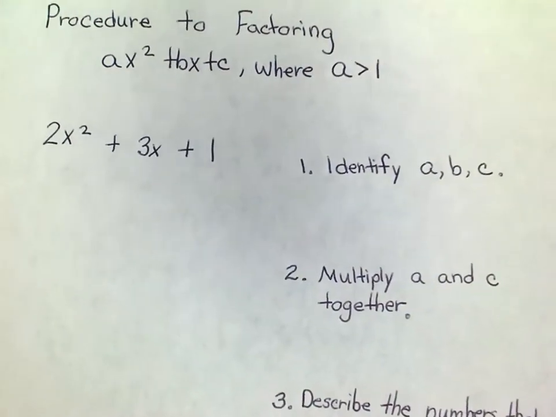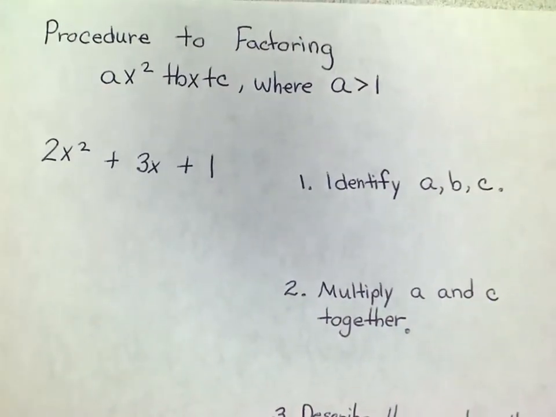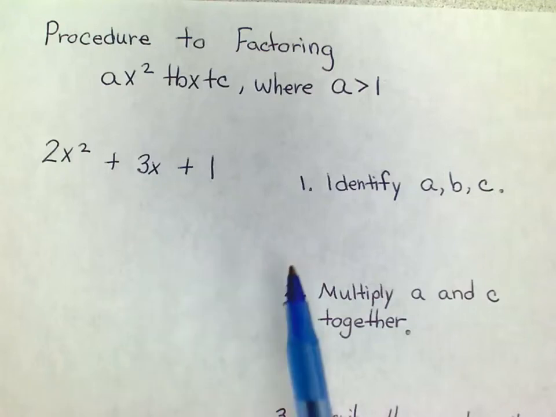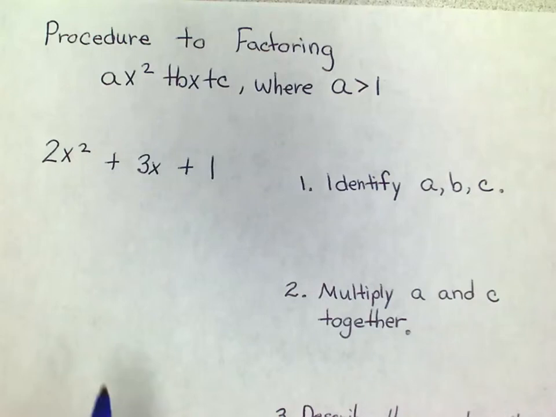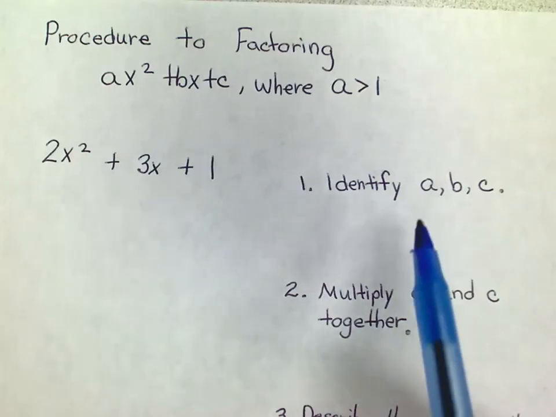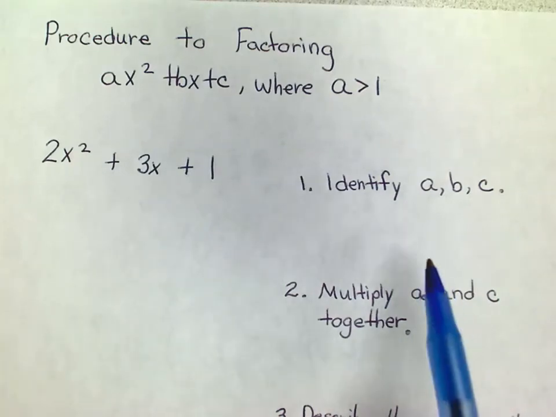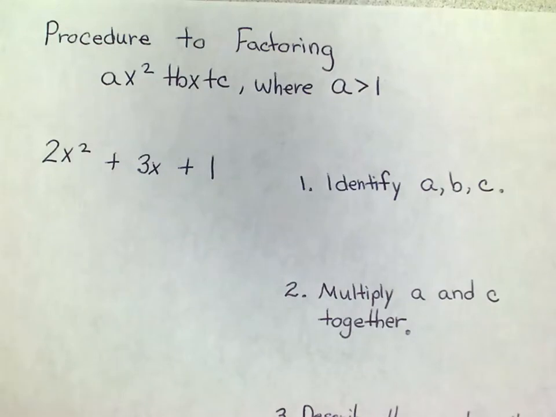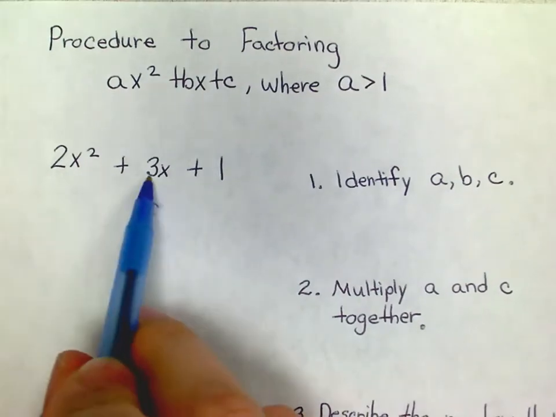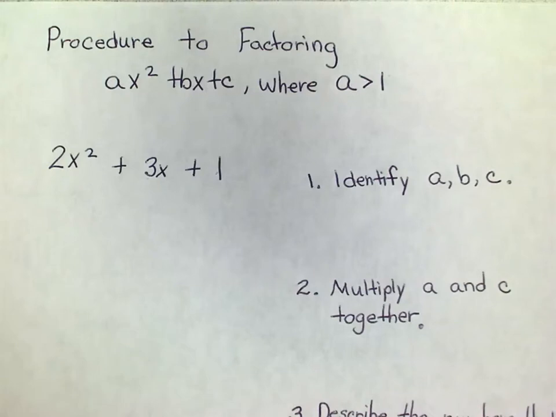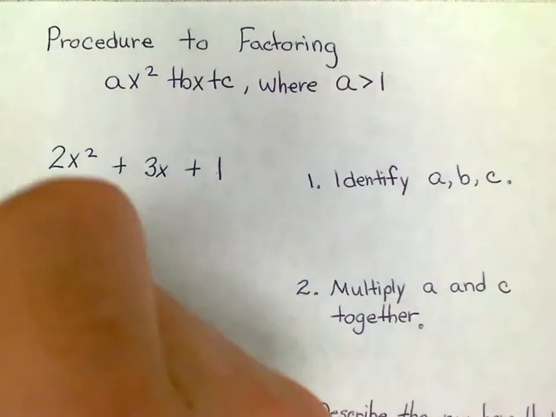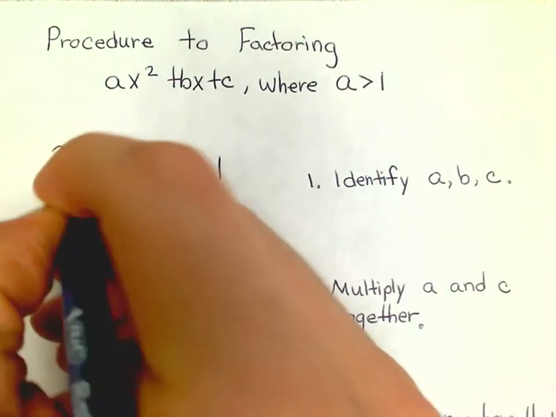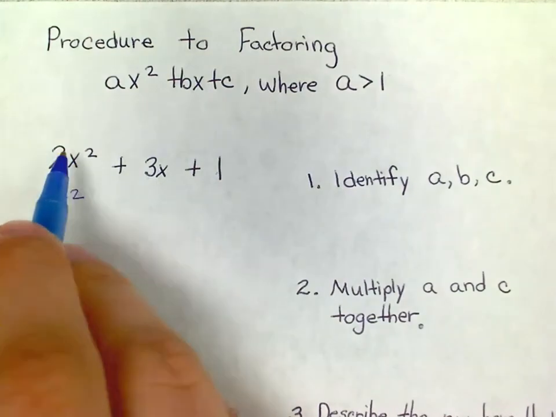Right, so let's talk about the procedure to go through. This is the procedure for factoring ax squared plus bx plus c, where a is something greater than 1. On the left side we'll actually work out the problem, and on the right side of the page are the steps we'll follow. What I like to do first is identify what a, b, and c are in this trinomial. Well, a will be equal to 2. It's the number that's always associated with x squared.